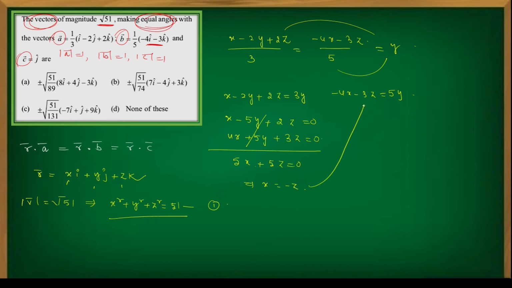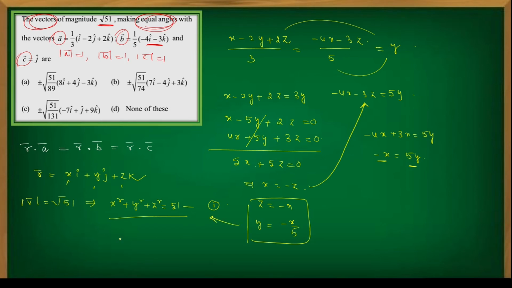If you put x equal to minus z here, minus 4x, z is equal to minus x, so it will become plus 3x, which is equal to 5y. So 3x minus 4x is minus x, equal to 5y. So z is equal to minus x, and from this y is equal to minus x by 5.